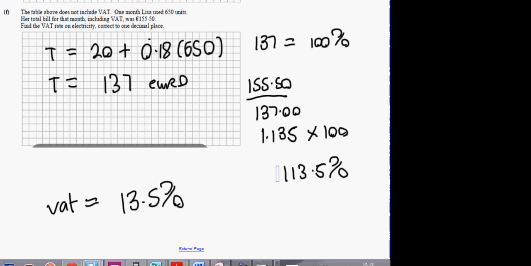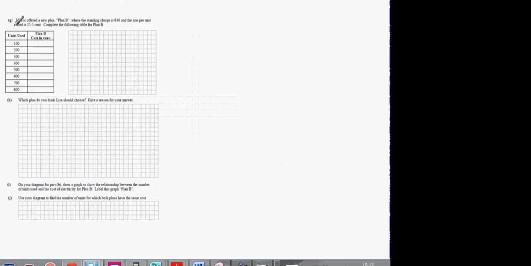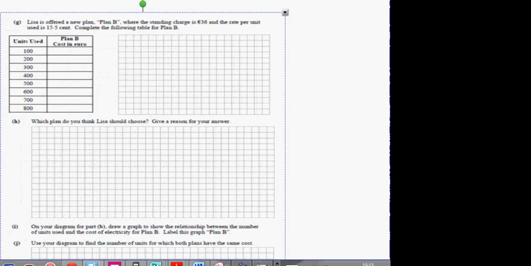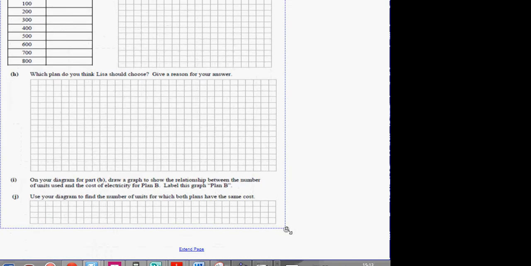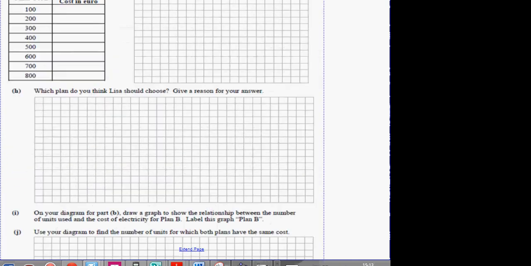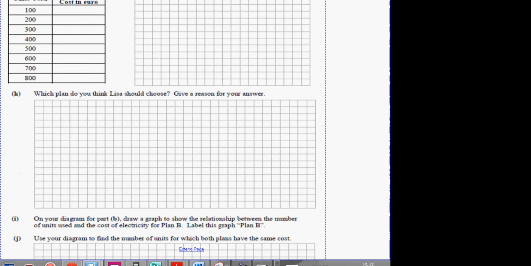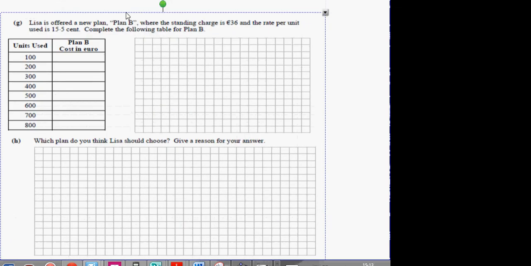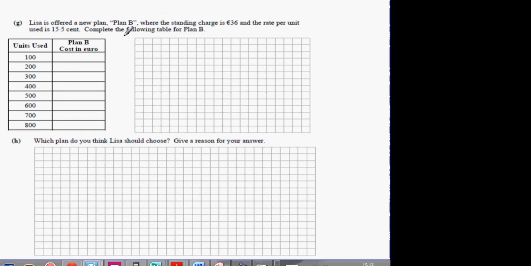Moving on. G. Lisa is offered a new plan. The standing charge is 36 euro, and the rate per unit is 15.5 cents. Complete the following table for plan B.